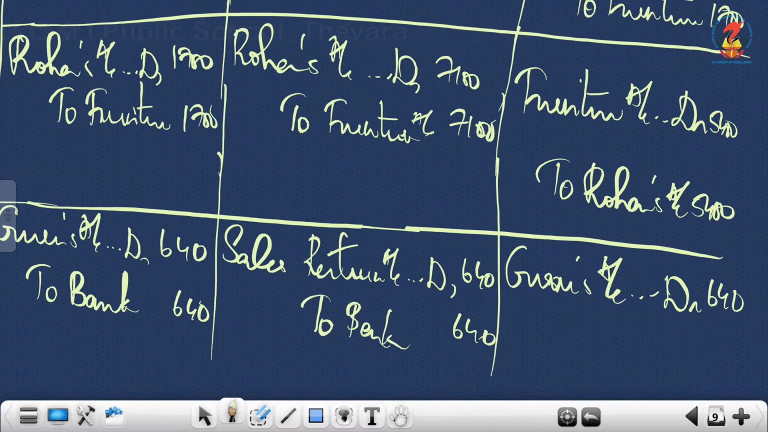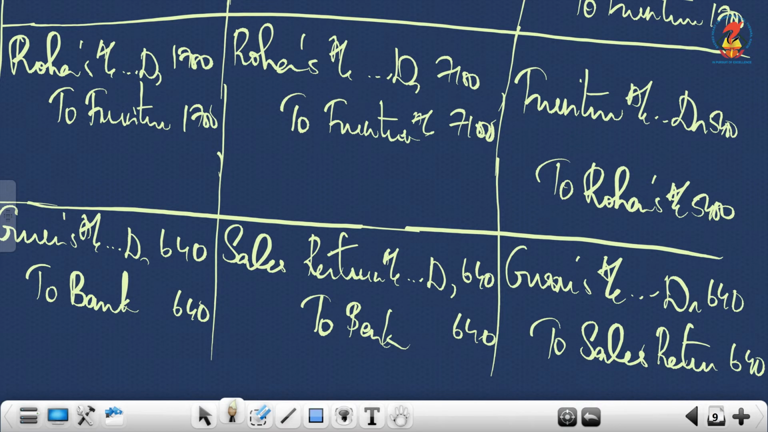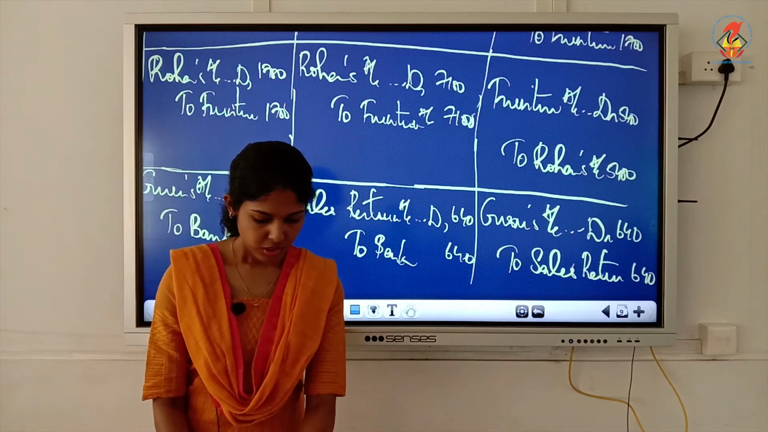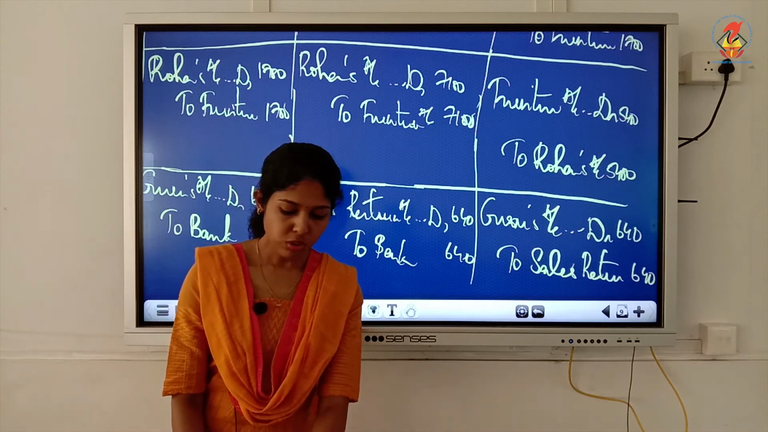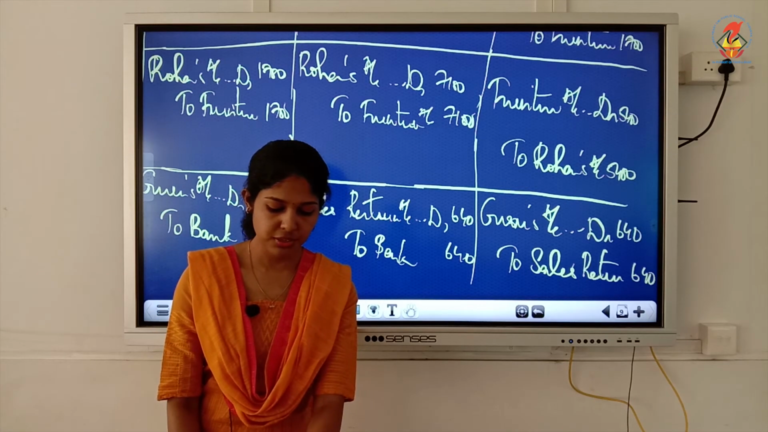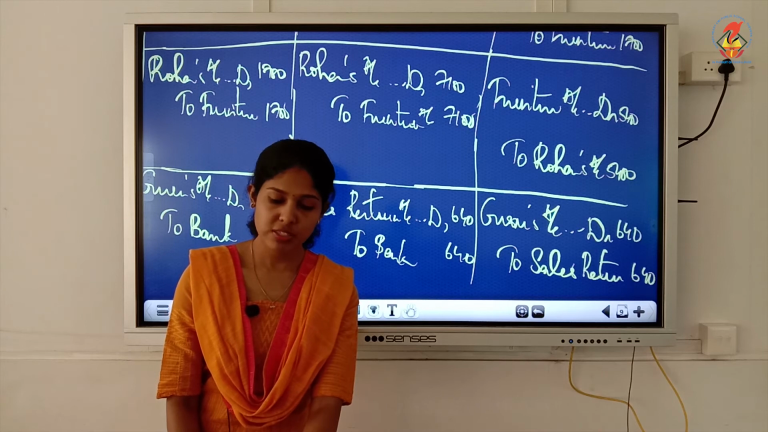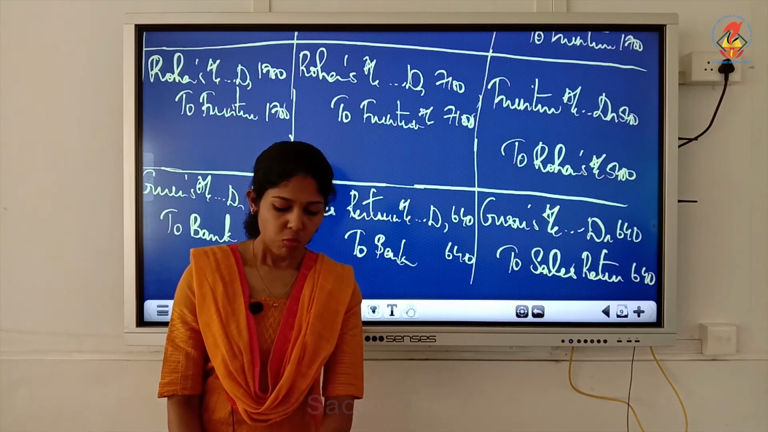Look into the wrong entry. Sales return was wrongly debited. Is it needed? No. So we will cancel it, credit it. So to sales return 640. So that is the journal entry, the rectification entry, Guru to sales return. Then the next one, amount of 2860 due from Prasad, written off as bad in previous year, was recovered.